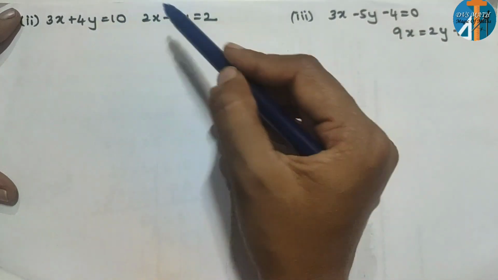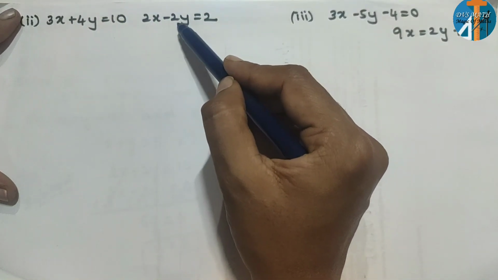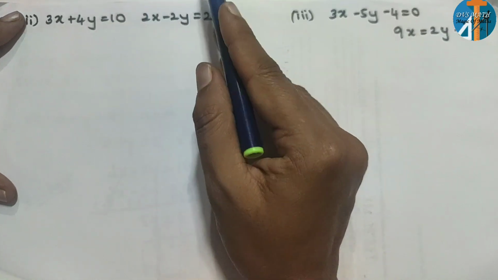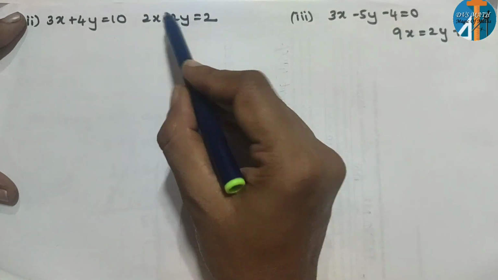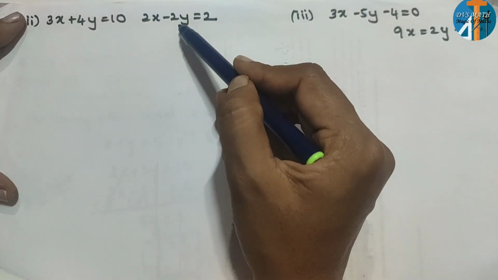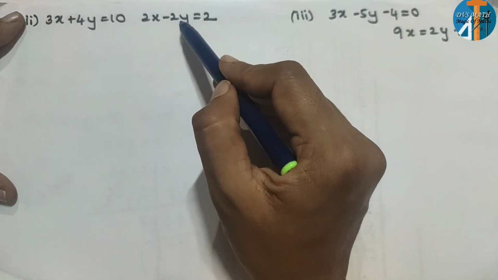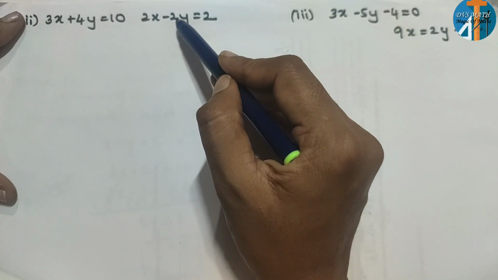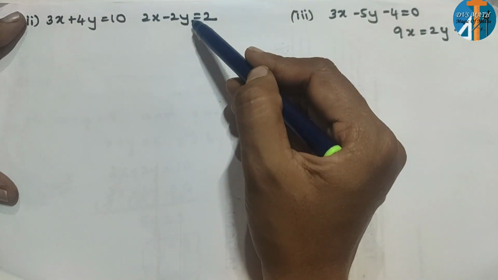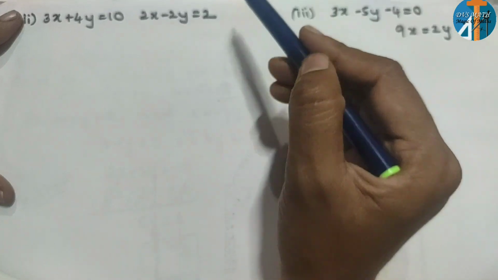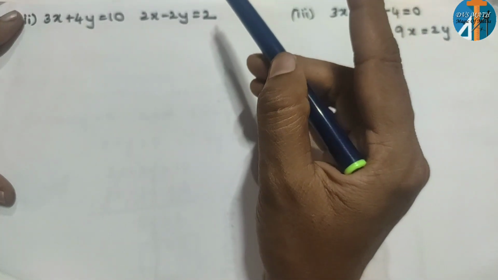Here you have plus 4y. Here you have minus 2y. Don't think about the sign. Only check the numbers, whether they are the same numbers. Now it is 4. It is 2. Now if you multiply only 2 for this equation, 2 2s are 4, it becomes 4y. So instead of multiplying both equations, you can multiply any one.